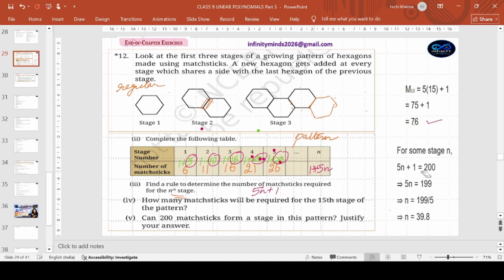39.8 is not a valid answer. We need to have a whole number answer. Okay, so that is why.